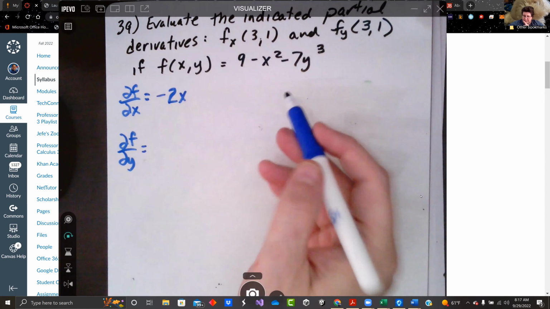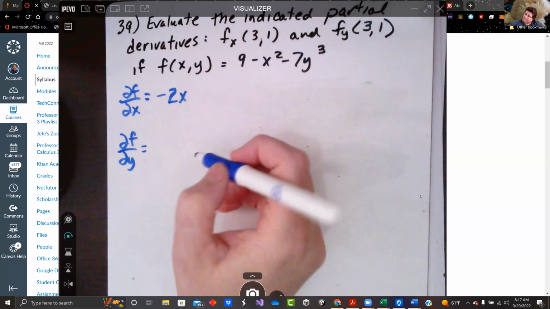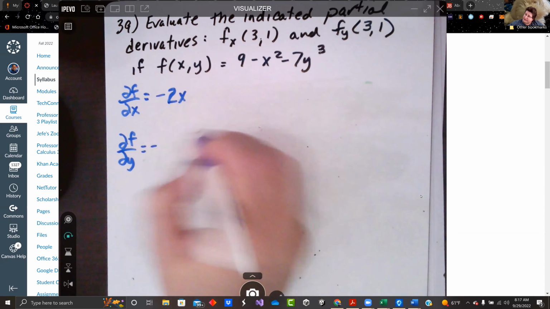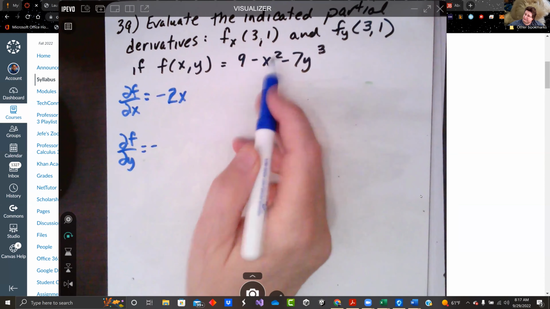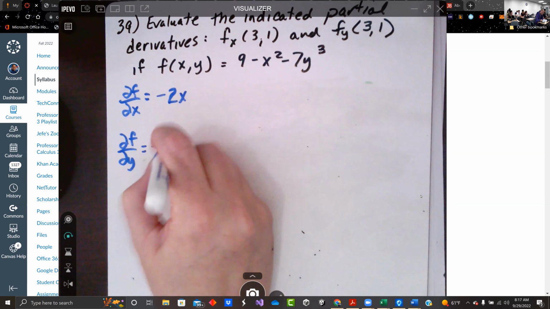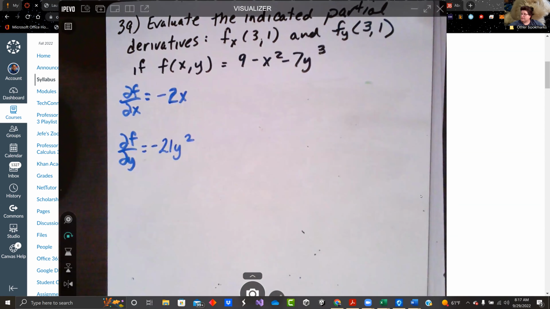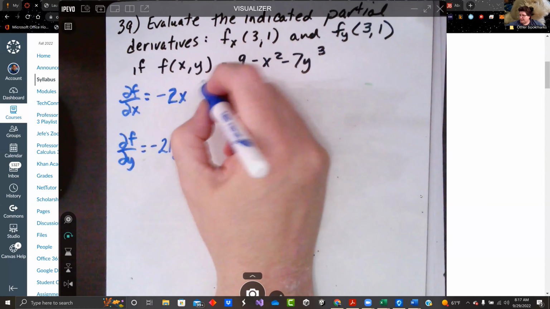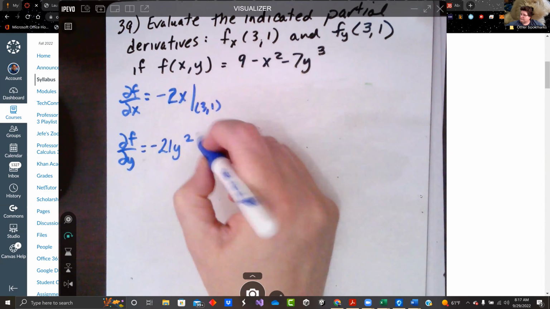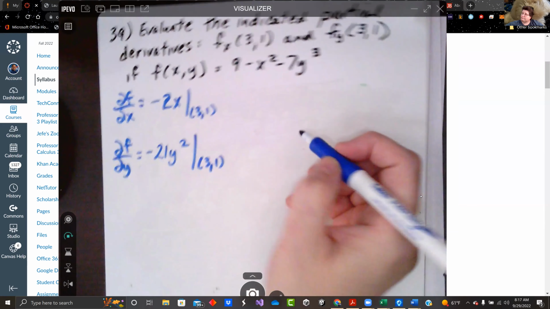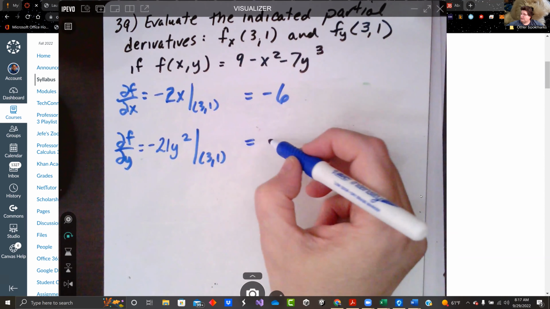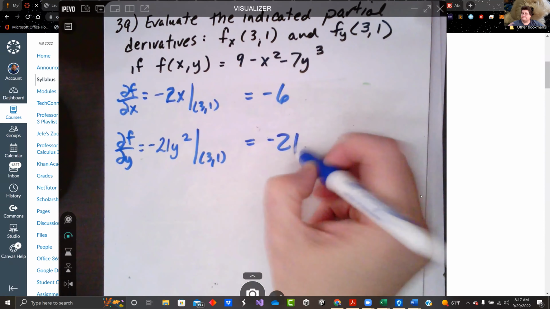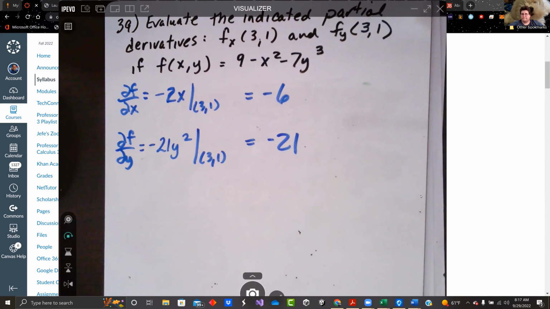With that in mind, the next one should be fairly easy. The 9 goes to 0. The negative x squared does not have a y in it, so it goes to 0. And negative 7y cubed goes to negative 21y squared. Now, when we evaluate at (3, 1), we just plug it in. Negative 6, and negative 21. There you go, much better.